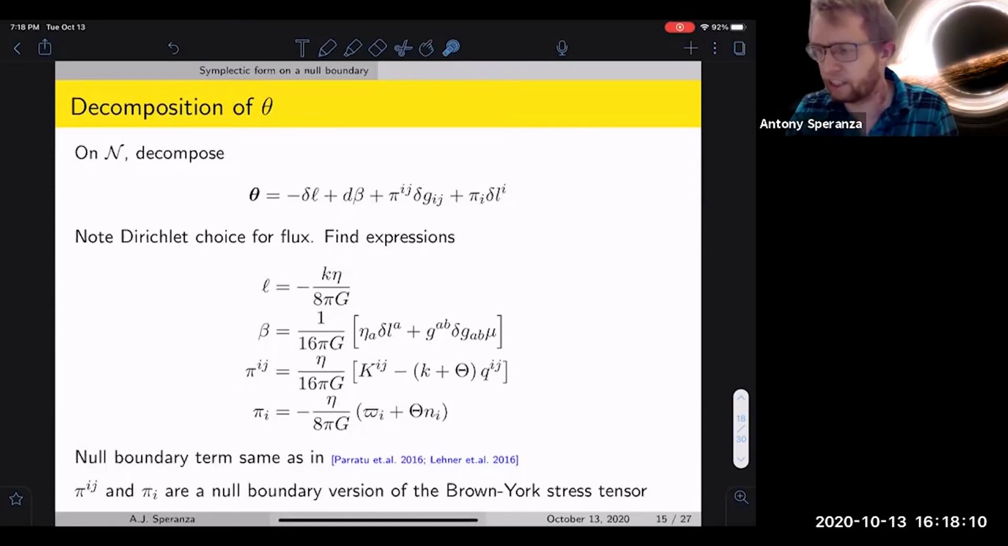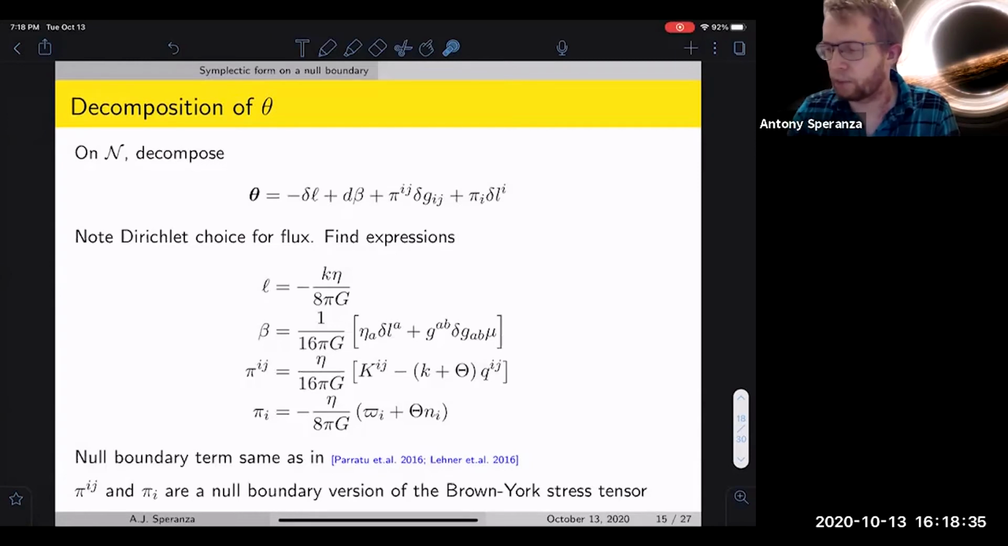The other thing that's kind of interesting out of this decomposition are these pi^{ij} and pi^I, just because this is the analog of a Brown-York stress tensor on a null boundary. And so you can see this has the form you might expect of the momenta conjugate to g_ij. It's just that K and theta are different components of an expansion.